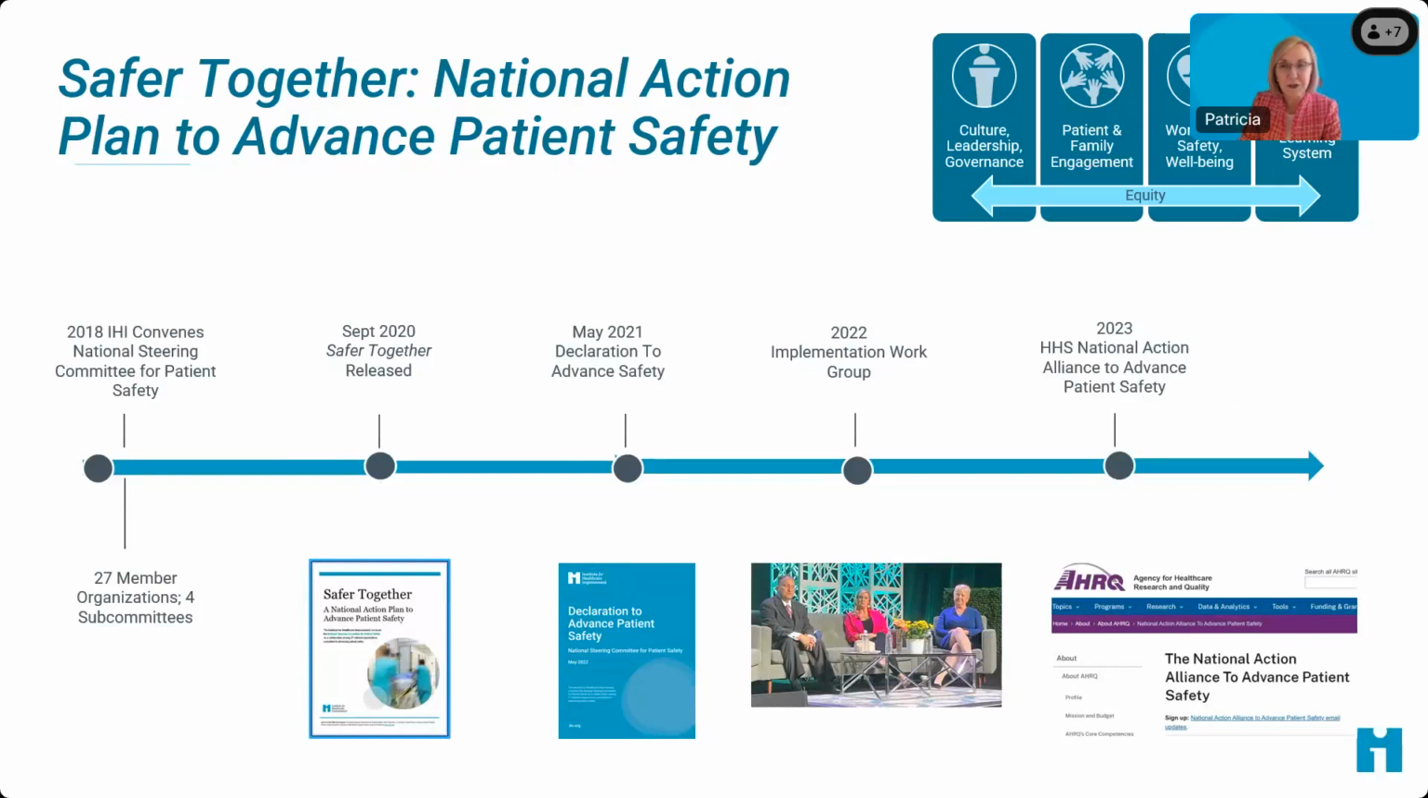The National Steering Committee, or as we refer to it, the NSC, was originally comprised of 27 member organizations, and they included diverse groups such as federal agencies, associations, accrediting bodies, patient and family advocates, and safety experts, to name a few. And we also established 4 subcommittees of similarly diverse representatives who served as subject matter experts for the 4 foundational areas of the National Action Plan, or NAP, as we refer to this. And those are in the upper right-hand portion of the slide, and I'll address those shortly.